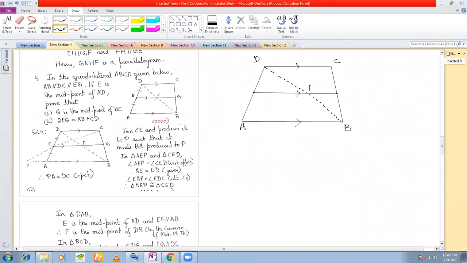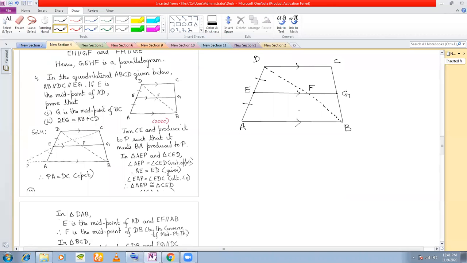This is your F, E, G. E is given to be the midpoint, so therefore these two lengths must be equal. So three lines are parallel: EB, DC, and EG, parallel, given E as the midpoint of AD.